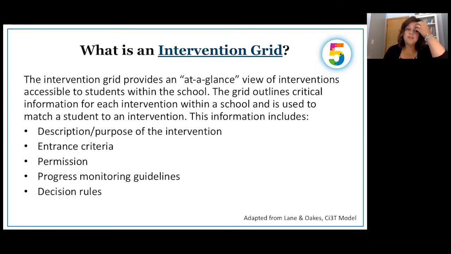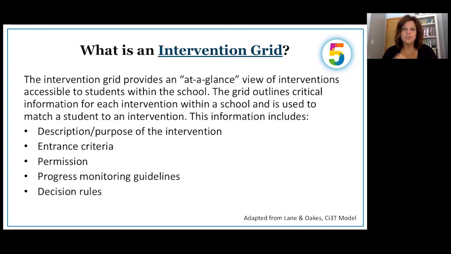It provides an at-a-glance view of the interventions that are available or accessible for students in a school. So sort of like that menu. The intervention grid outlines really critical key information for each intervention in a school. And it's used to match kids to interventions. So those critical components, some of them are going to be familiar to you, are having a description and a purpose of the intervention.